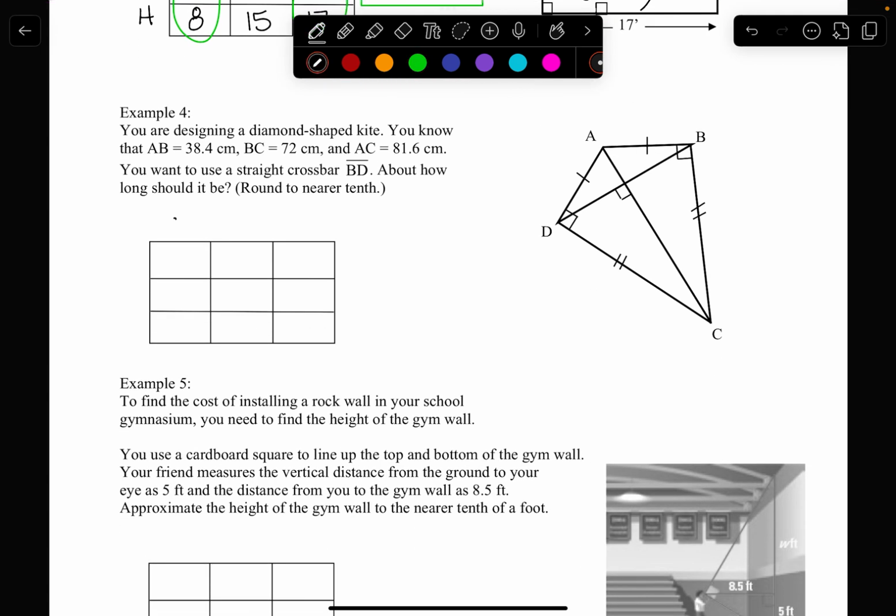Example 4, small, medium, large, short leg, long leg, hypotenuse. Okay, you are designing a diamond-shaped kite. You know that AB is going to be 38.4 centimeters. You know that BC is 72 centimeters. And AC, so this long piece here, will be 81.6 centimeters. You want to use a straight crossbar, BD. About how long should it be?